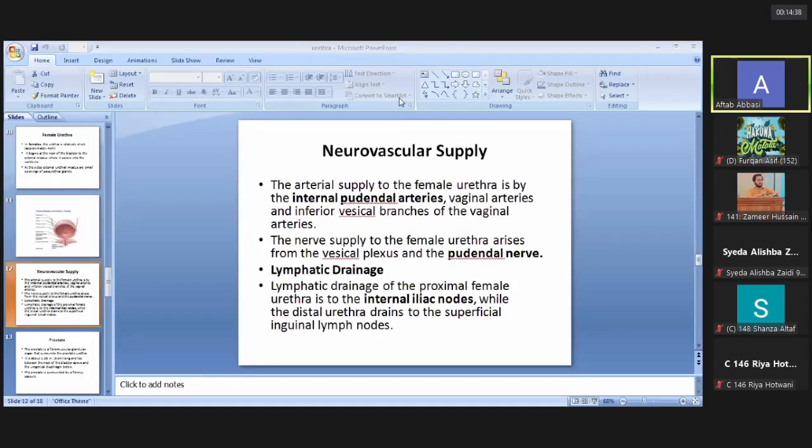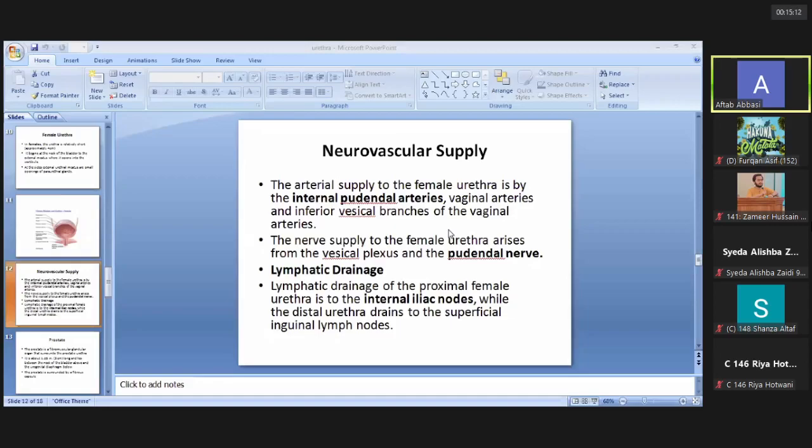The neurovasculature of the female urethra: it is supplied by the internal pudendal arteries, along with direct branches from the vaginal arteries and the inferior vesical branches of the vaginal arteries. So there are three types of arterial supply: from the internal pudendal, from the vaginal arteries, and the inferior vesical branches. The corresponding veins drain the urethra and enter the internal pudendal veins.